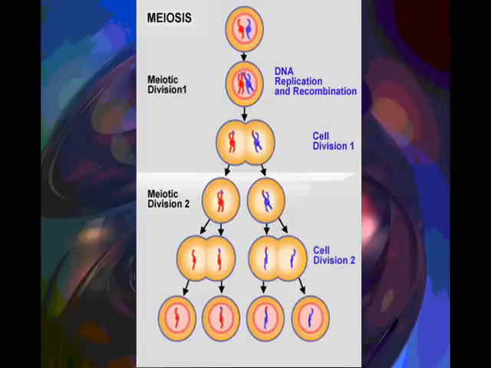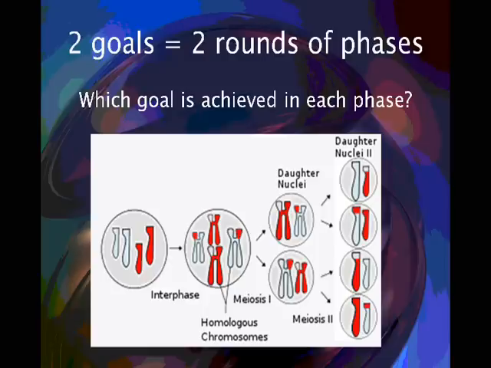Here's a picture of meiosis. As you can see, the cell is going to divide twice, whereas DNA replication only occurs once. Because we have two goals in meiosis, to reduce chromosome number and also to create genetically unique cells, we're going to go through two rounds, or two phases of division.